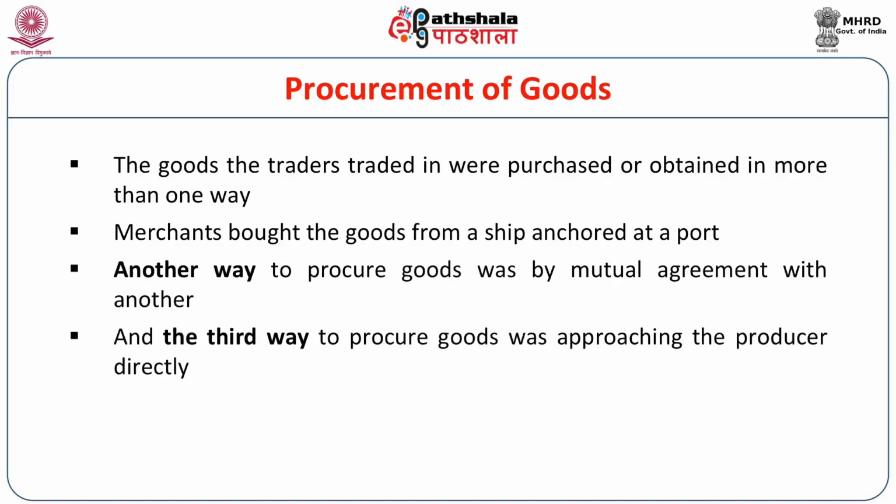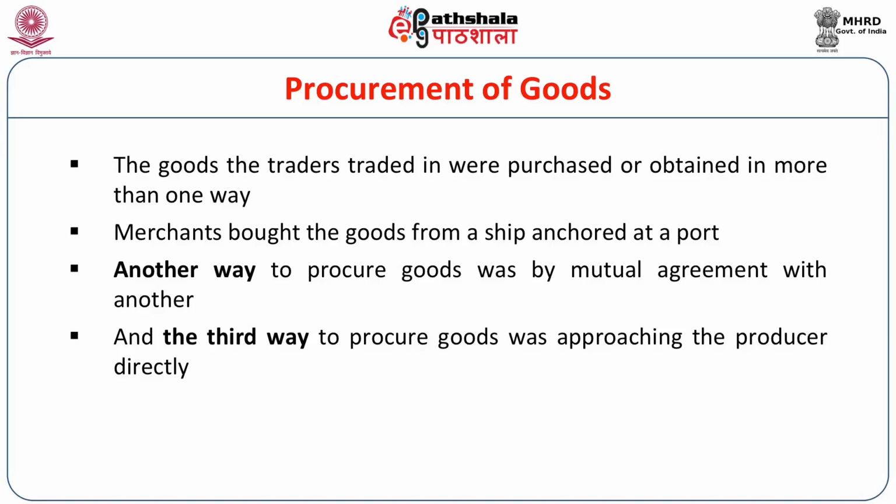Another way to procure goods was by mutual agreement with another. That is, if one person could not buy all the goods or sufficient goods, he could buy them with the help of others. So, that is how mutual agreement was reached and articles of trade were bought.